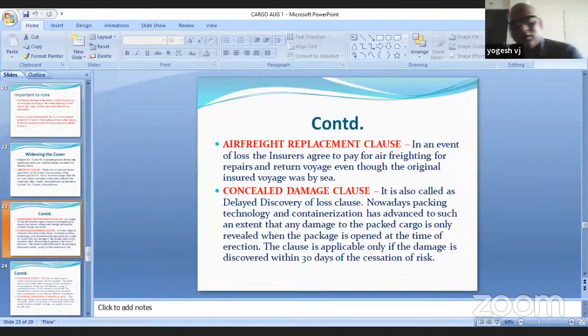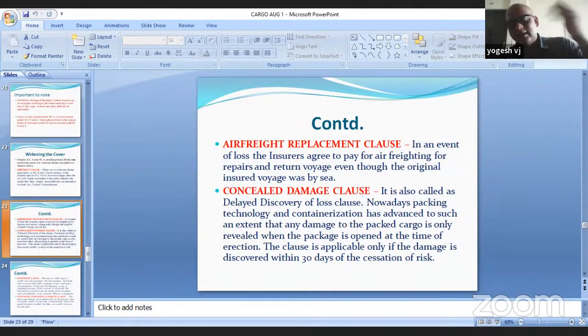Another incidental clause is the air freight replacement clause. In an event of loss, the insurer agrees to pay the air freighting for repairs and return voyage, even though the actual voyage took place by vessel.